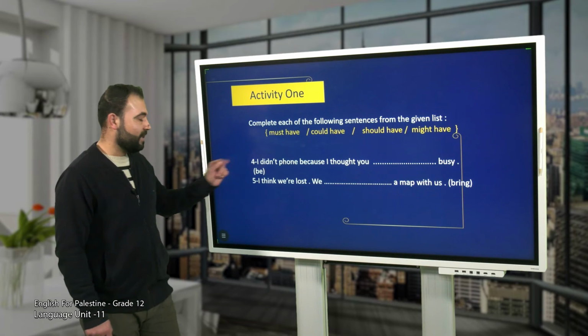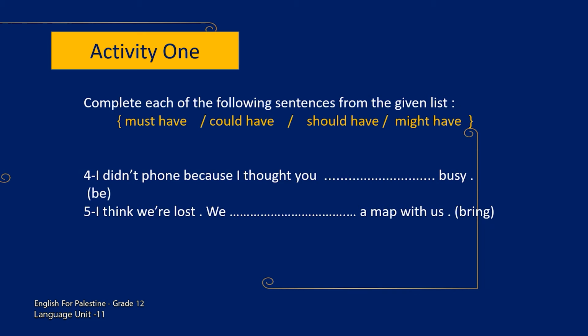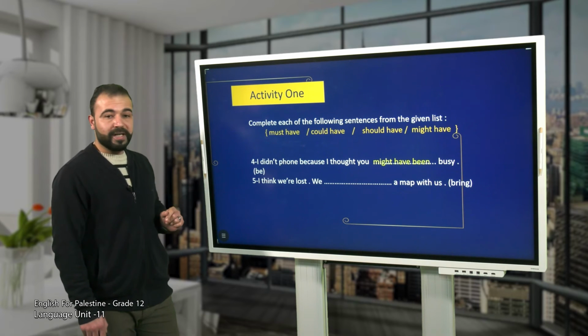Thank you. Sentence number 4. Pay attention, please, and check your answer. I didn't phone because I thought you blank busy. I didn't phone because I thought you might have been busy. It's a past possibility.